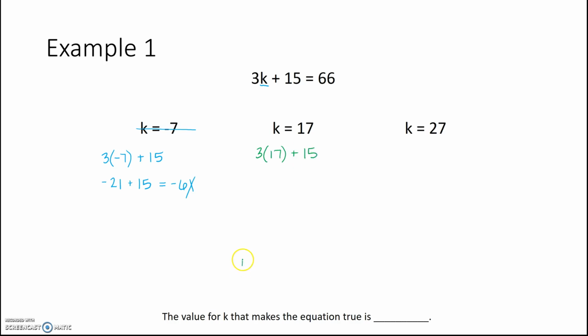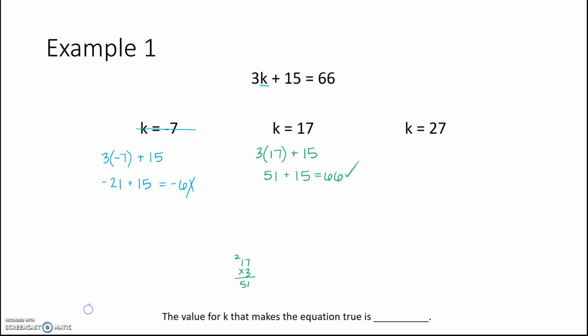So I'm going to go down here and do 3 times 17. 3 times 7 is 21. 1 times 3 is 3 plus 2 is 5. So I have 51 plus 15 equals, let's see, 51 plus 10 is 61. Plus 5 is 66. That matches.